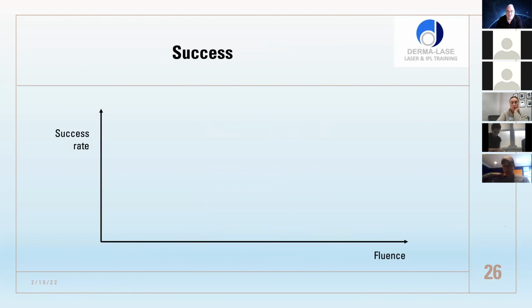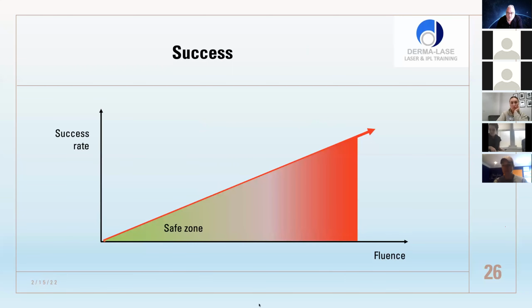So how do you improve your success rate with these treatments? Well, it works like this. Basically, the higher the fluence, the higher the success. It's as straightforward as that. But if you use a low fluence, you're going to be in a safe zone because you're not really going to be doing any significant damage.